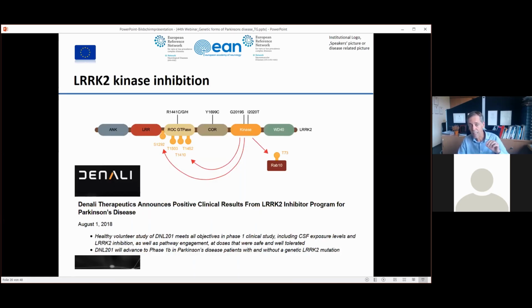And therefore, again, a targeted treatment can be thought of, a kinase inhibition as a treatment in patients with LRRK2 mutations, but possibly also in other Parkinson's disease patients, because there is evidence that the kinase activity can be overactive even in the absence of these pathogenic Parkinson's mutations in PD patients.